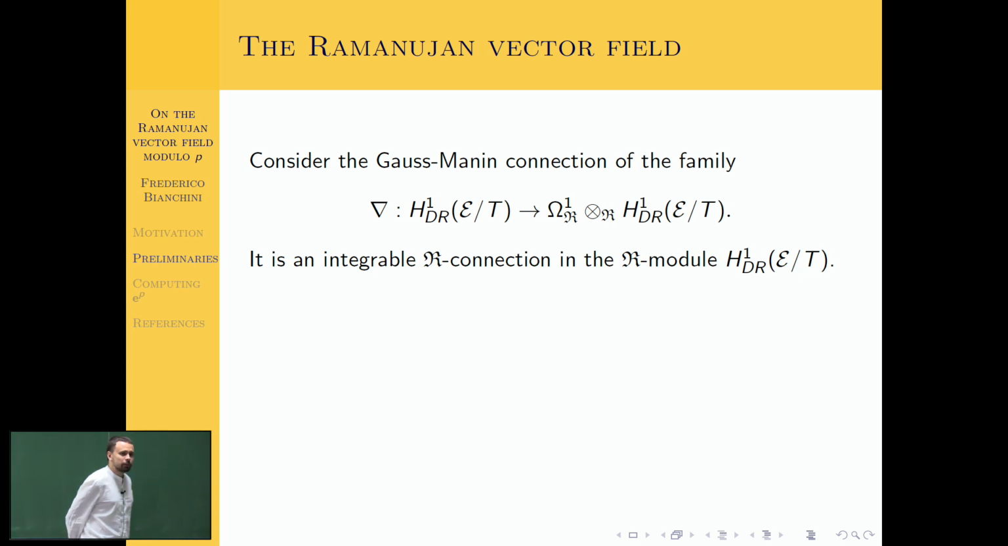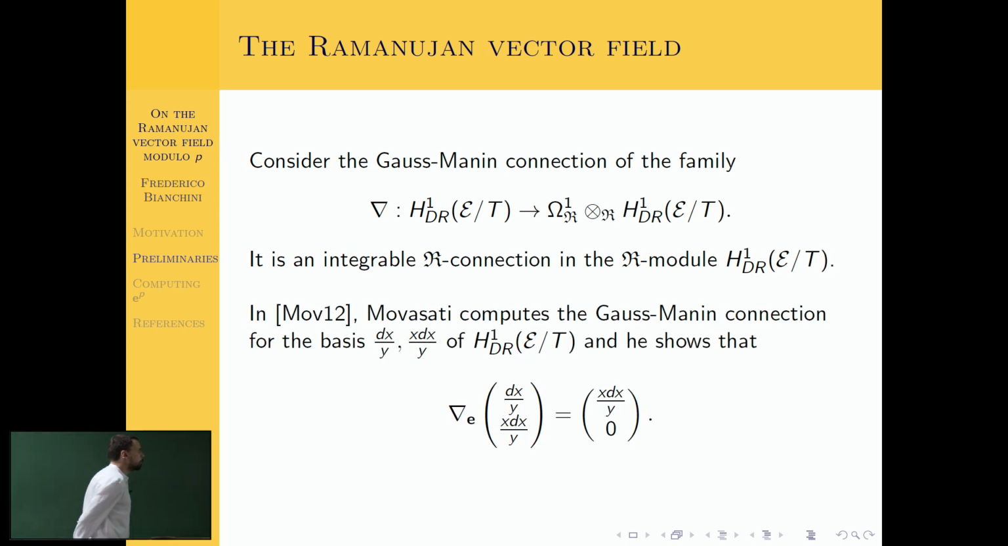What is special about this Ramanujan vector field is that when you consider the Gauss-Manin connection of the family, okay, here we take global sections on everything. So the Gauss-Manin connection usually is on the sheaf of the first cohomology bundle, okay, but we are taking global sections everywhere, so we get an integrable R-connection in the R-module given by the first de Rham cohomology of E over T, okay, the relative de Rham cohomology of E over T.